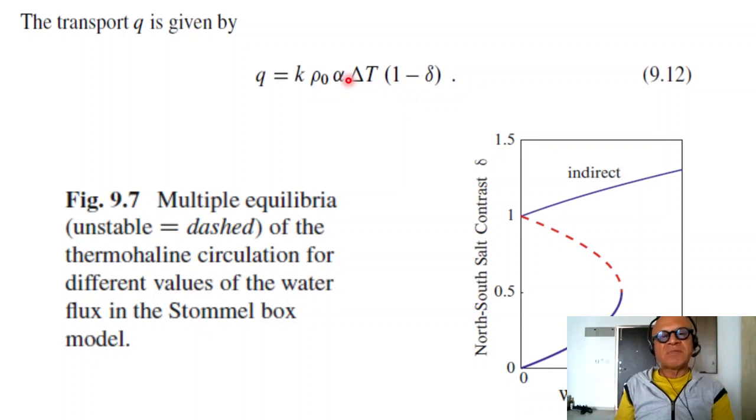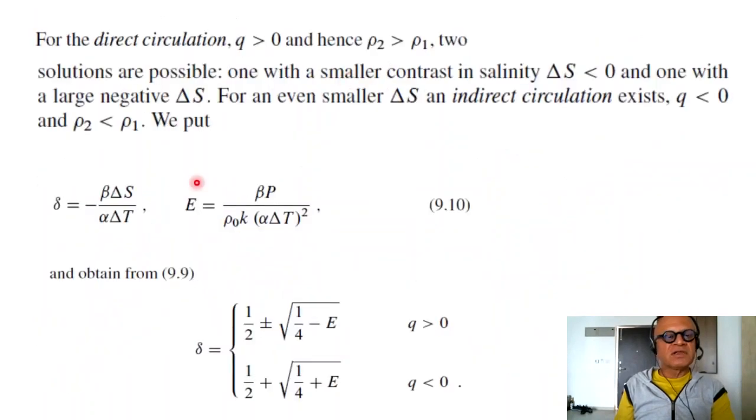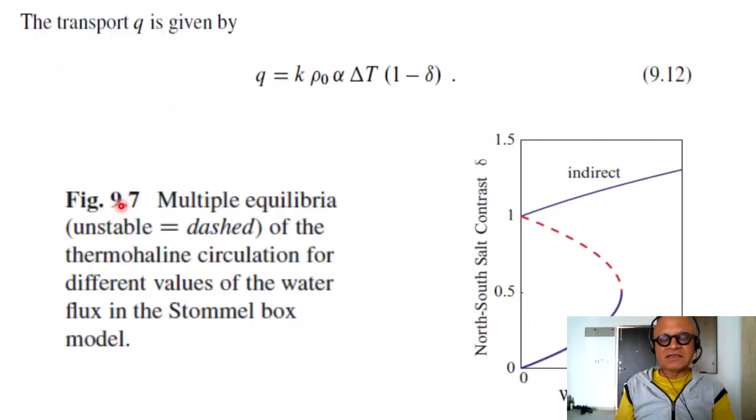So it depends on the temperature gradient between the boxes plus the relative change in salinity and temperature, remembering that we have very different relaxation time scales for delta S and delta T as we talked about before. So here, multiple equilibria in the unstable regime and the stable regimes are possible for the thermohaline circulation for different values of the water flux in the Stommel box model that we had looked at. So this is the water flux E, and this is the north-south salt contrast delta.